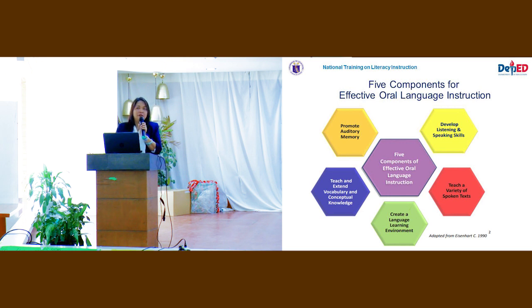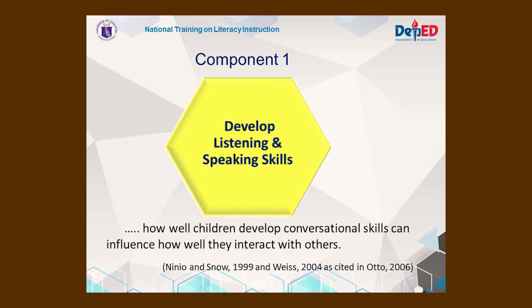Component number 1 talks about the development of listening and speaking skills. Okay? How well children develop conversational skill can influence how well they interact with others. So number 1 would be, how do we teach listening and speaking skills using the strategies that we have learned?